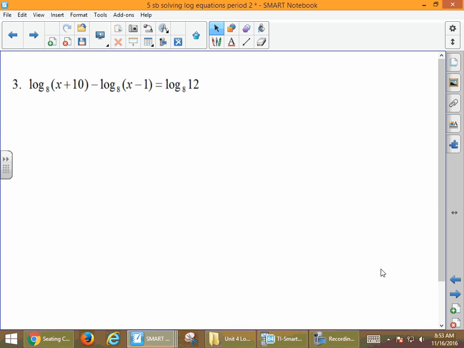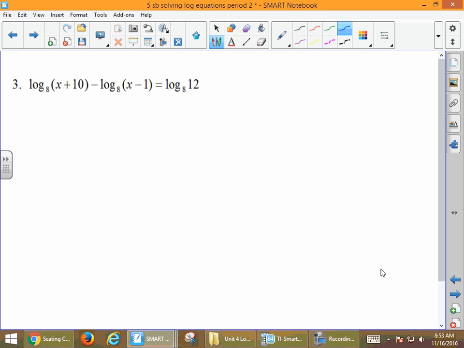Problem number 3. Again, first thing that we should do is check: do we think this is going to be an exponential equation? Well, when we look at it, we have log base 8 of x plus 10, log base 8 of x minus 1, and log base 8 of 12. Not going to be exponential. There's a logarithm on all of these terms. So when we simplify this here, there are no coefficients on any of the logarithms.